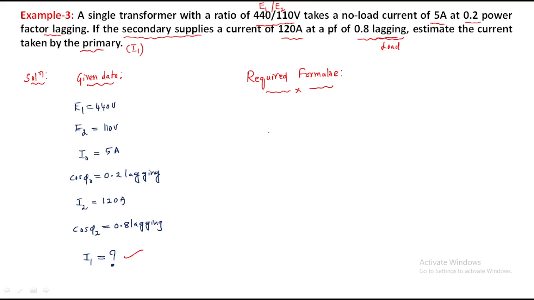So to calculate I1, we all know that I1 equals I0 plus I1 double dash, where I1 dash is K into I2. I0 value is already given. Since I1 dash equals I2 into K, first we have to calculate K. What is K? K equals E2 by E1, clear.